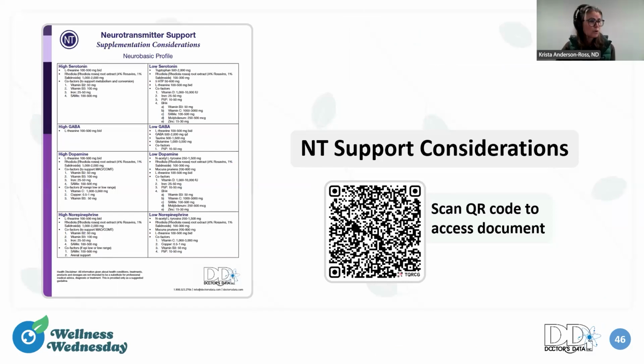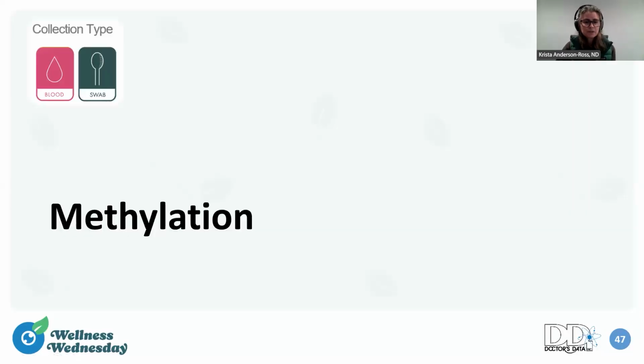And here's the support consideration. Here's a page out of the support consideration guide for neurotransmitters and your handy-dandy QR code. Methylation testing is a great follow-up to neurotransmitters. So we're going to change gears here, and we're going to be talking about some new collection media, blood and a cheek swab.